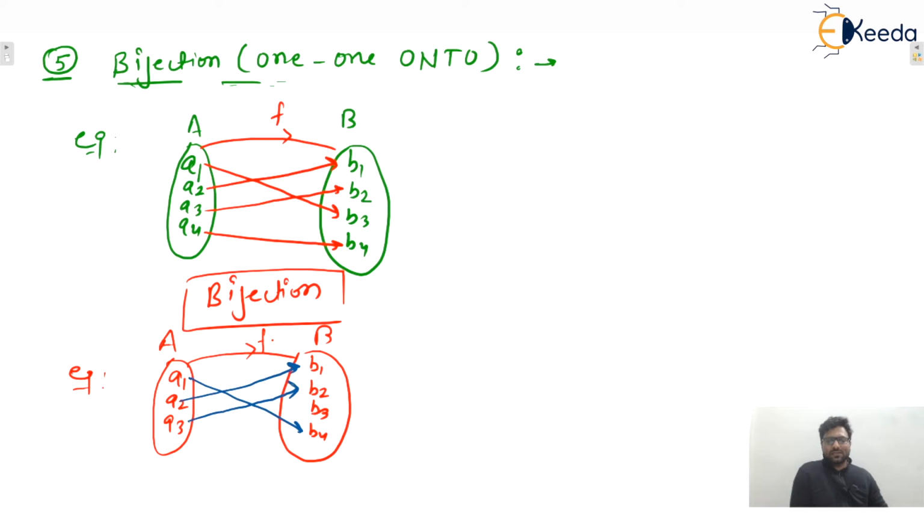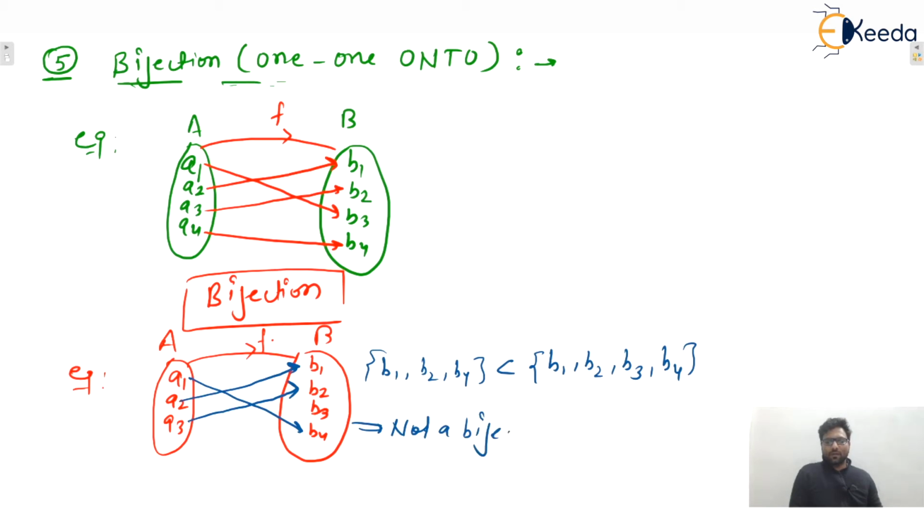One to one correspondence is there. Now if it is one to one mapping, this is one to one, but this is not onto, because here the range is b1, b2, b4, and that is a proper subset of the codomain. The codomain contains all the elements of set B. So this is not possible. That's why we can say that this is not a bijection. I hope this one is clear to everyone.